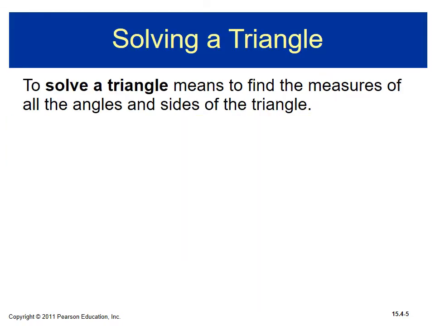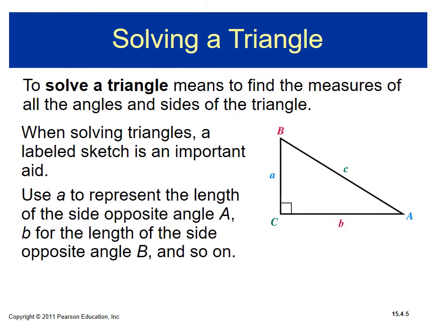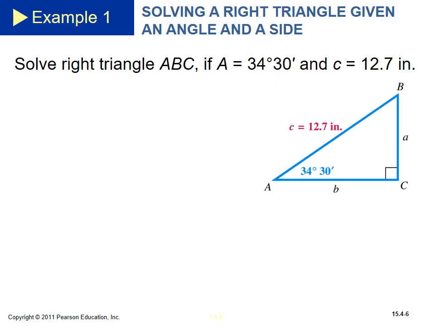Alright, so to solve a triangle means to find the measures of all the angles and all of the sides of a triangle. So when you're doing this, you need to label your sketches, and you're going to have to draw a picture. So use a to represent the side opposite angle A, b the length of the side opposite angle B, and then c the side opposite angle C. Okay? In a right triangle, letter c is reserved for the hypotenuse. Alright, so solve right triangle ABC if A is 34 degrees 30 minutes and c is 12.7 inches.